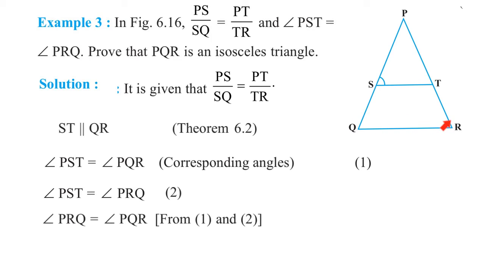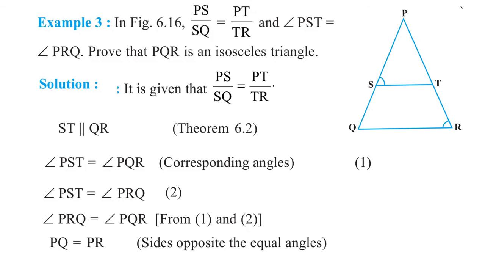Now, if two angles of a triangle are equal, the sides opposite to them are also equal. So PQ will be equal to PR, because sides opposite to the equal angles will be equal. So what do you conclude from this now? From 1 and 2 we can say that since PQ is equal to PR, triangle PQR is an isosceles triangle.